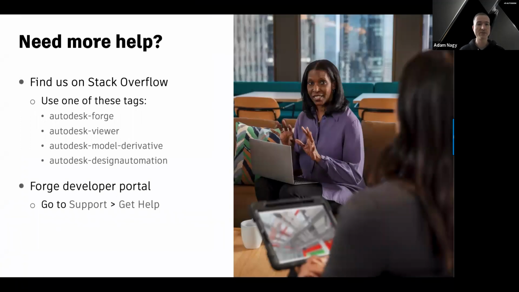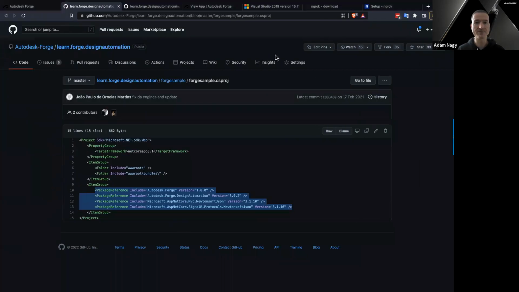And if you need more help, then one of the easiest things is to go on Stack Overflow. We have a couple of tags that you need to use depending on what topic you're asking about. And just definitely make sure you're using the correct tags, because that will make sure that those Stack Overflow questions will end up in our support system. So we will see that you asked the question on Stack Overflow, and then we can get back to you directly there. If you don't want to ask something in public, then that's also possible.